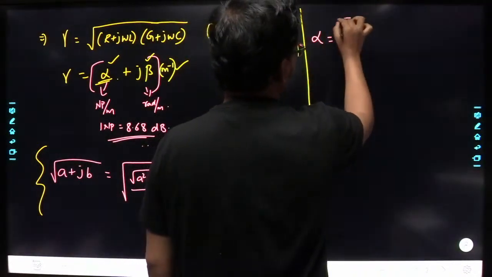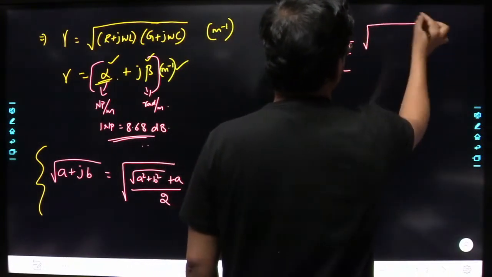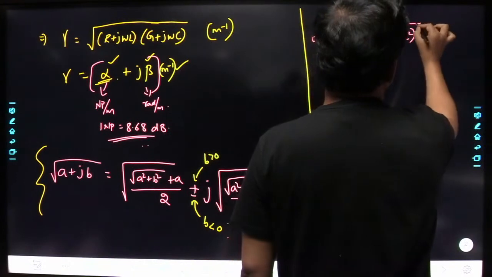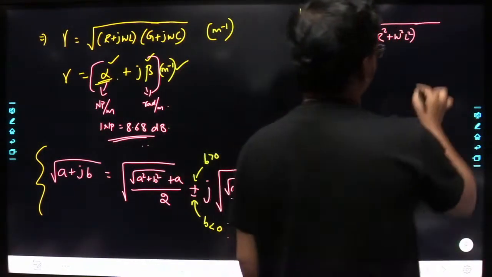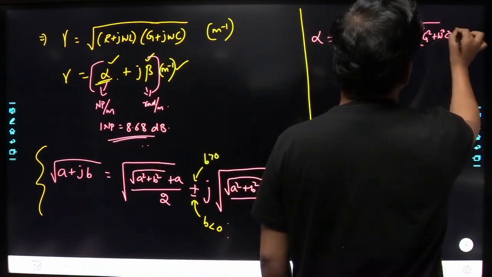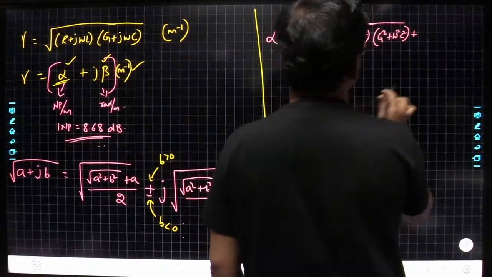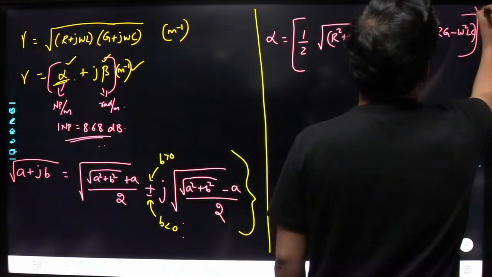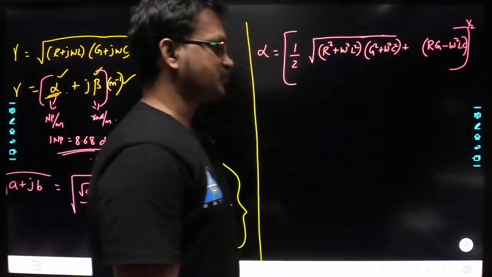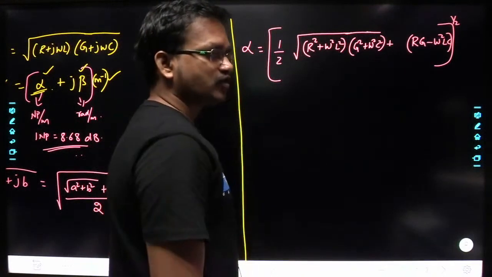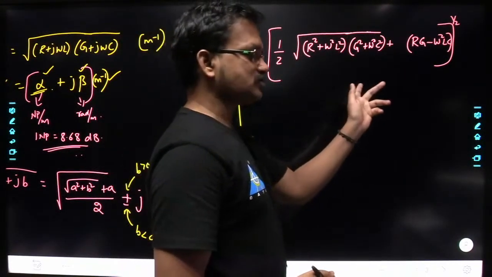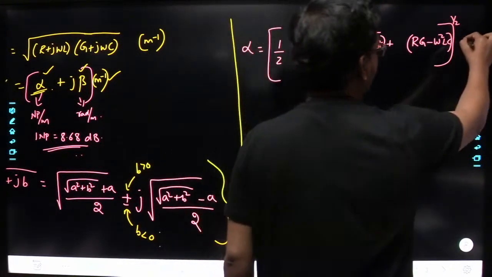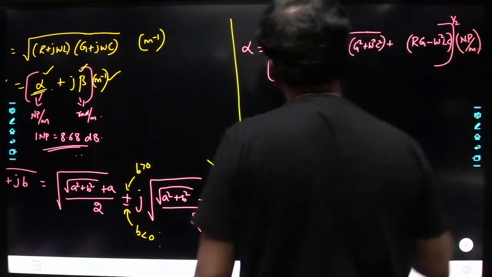Alpha is equal to 1 by 2 into the square root of (R square plus omega square L square) into (G square plus omega square C square) plus (RG minus omega square LC), whole to the power of 1 by 2. So this is the expression we got. Yes or no? The unit is Nepers per meter. So this is the expression we got here for alpha, right?